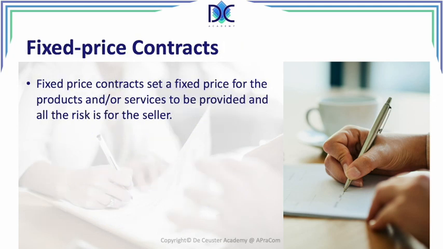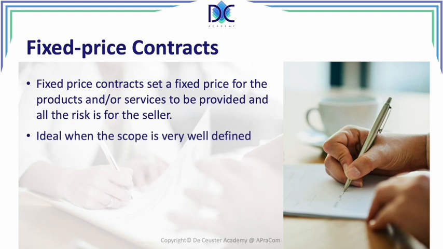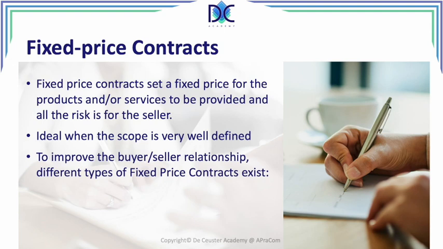A fixed price contract sets a fixed price for the product and or services to be provided, and all the risks are for the seller. We can use this type of contract when the scope is very well defined. We know everything at the beginning of the project, so there is not really too much risk for the seller. We can improve the buyer-seller relationship when we consider different variations of the fixed price contracts.